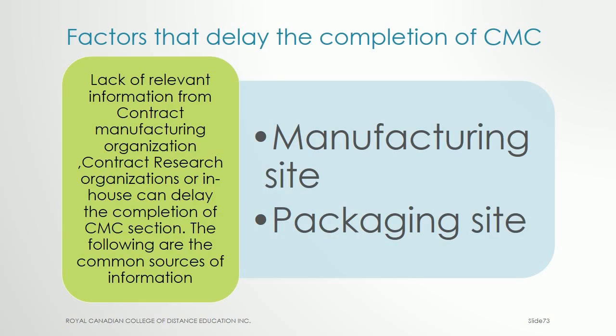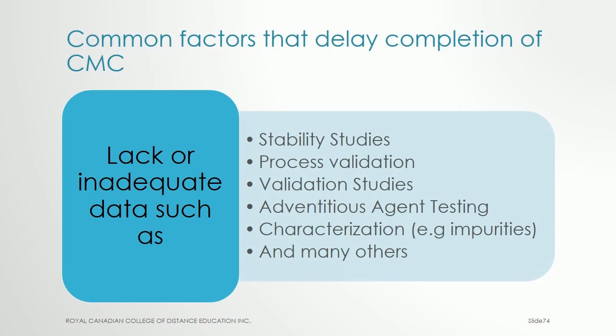Factors that delay the completion of CMC. Lack of relevant information from contract manufacturing organization, contract research organizations, or in-house can delay the completion of CMC section. The following are the common sources of information: manufacturing site and packaging site among others. Common factors that delay completion of CMC. Lack or inadequate data such as stability studies, process validation, validation studies, adventitious agent testing, characterization including impurities, and many others.